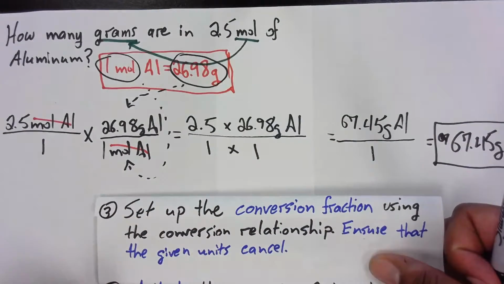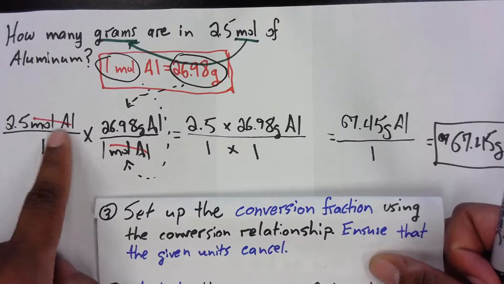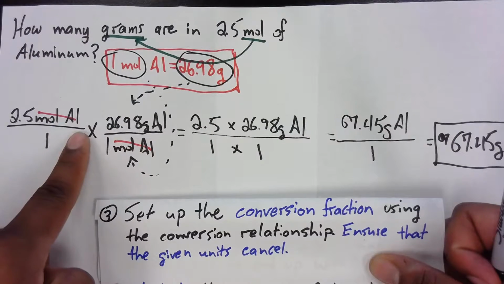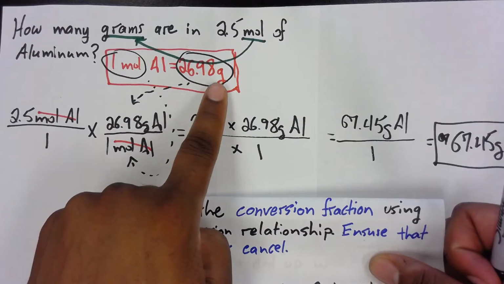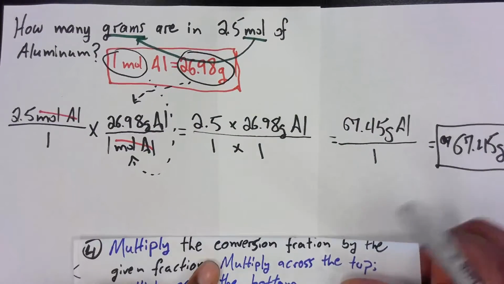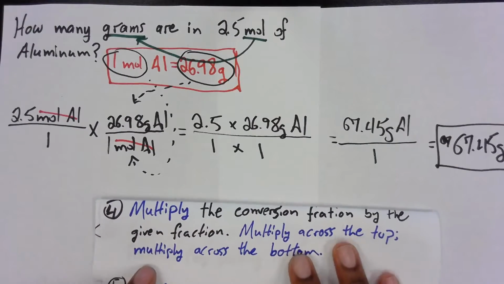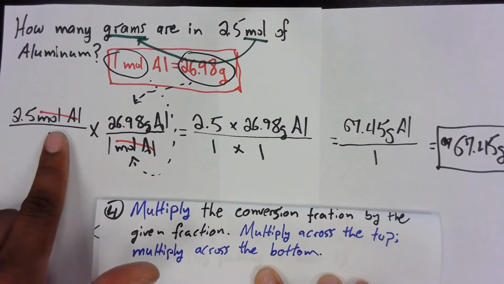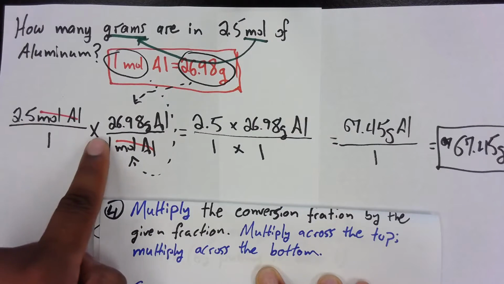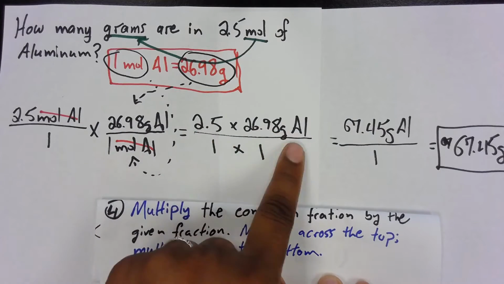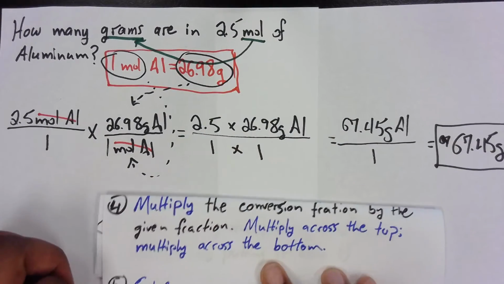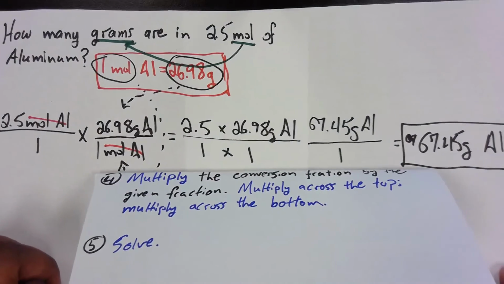If moles is on top in the given fraction, I need to take this moles and put it down here, and that way moles will cancel. On top, I'm going to put the 26.98 grams. That's my third step. My fourth step is to multiply this conversion fraction by the given fraction. The way to multiply fractions is to multiply across the top, 2.5 times 26.98 on top, and 1 times 1 on the bottom. Get the result, and finally we solve. So this is our final answer.